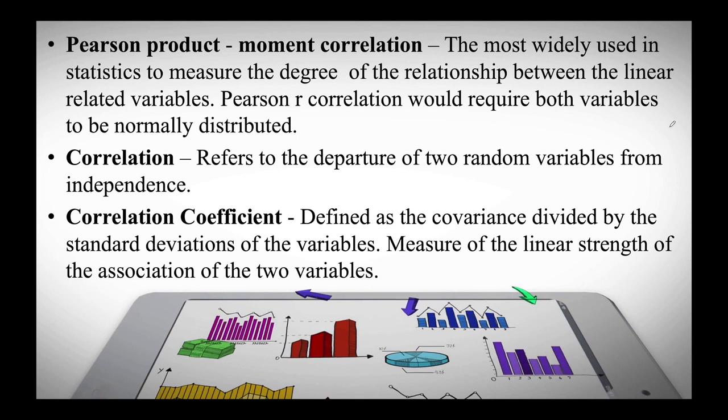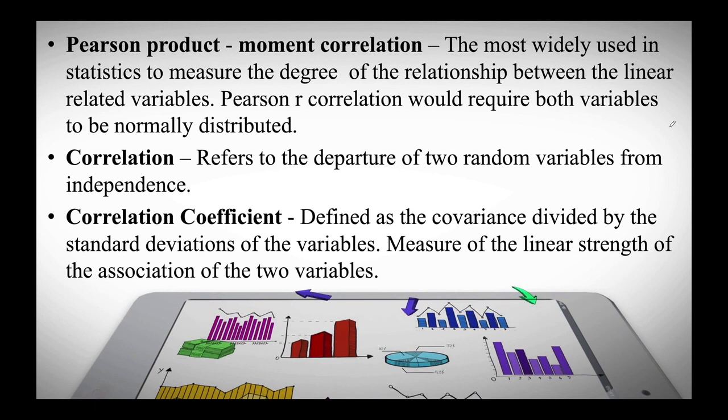So this is defined as the covariance divided by the standard deviations of the variables, a measure of the linear strength of the association of the two variables. So ayan ang sinasabi natin. Ano pa, another example pa pala, para madagdagan yung idea ninyo.